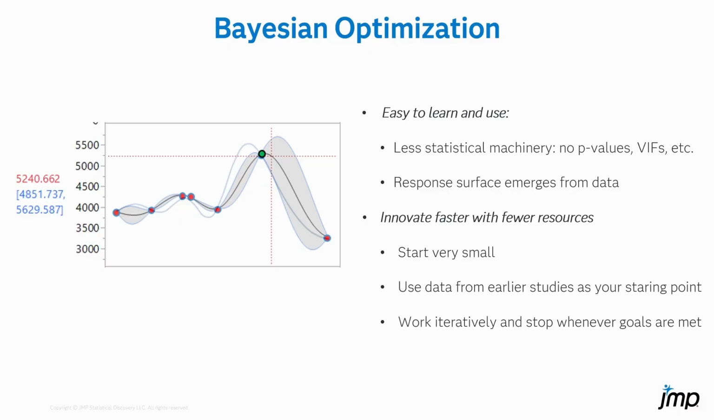The name sounds fancy, but the barrier to entry knowledge-wise is a lot lower than you might think. There are no hypothesis tests, there are no p-values, there's no need to specify interactions or curvature terms because the response surface emerges directly from the data itself. If the data have aliased effects or multicollinearity, Bayesian optimization will just tell us an intelligent way to break that data defect at the next step. Many of the complexities of dealing with mixtures and constrained regions also just disappear with Bayesian optimization.